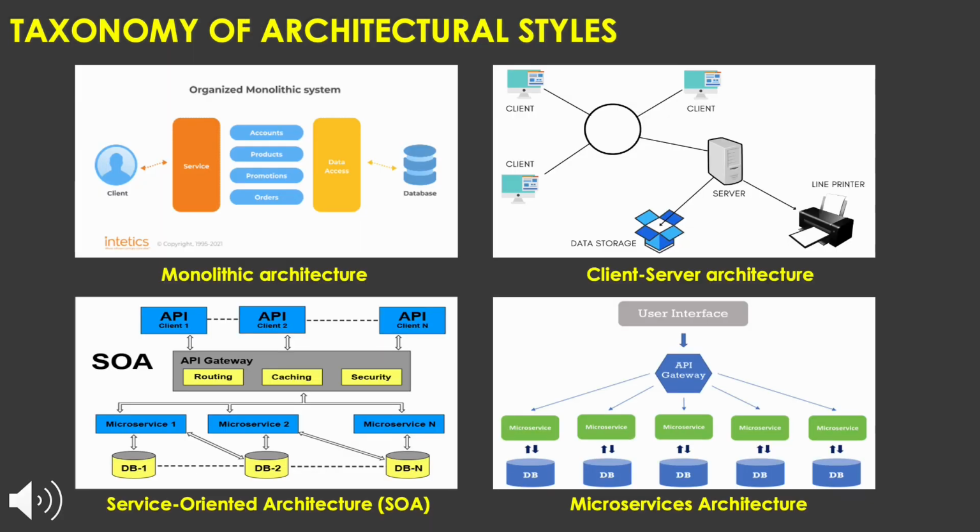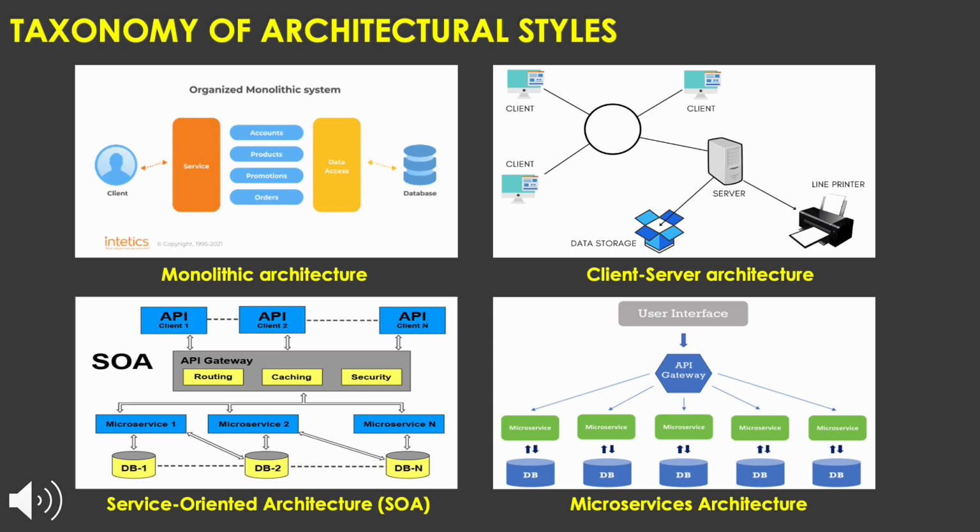Architectural styles are design patterns that provide a common vocabulary and set of rules for designing software systems. There are several taxonomies of architectural styles, but one common classification is based on the way components and responsibilities are distributed within the system. Here are the four main architectural styles in this taxonomy.